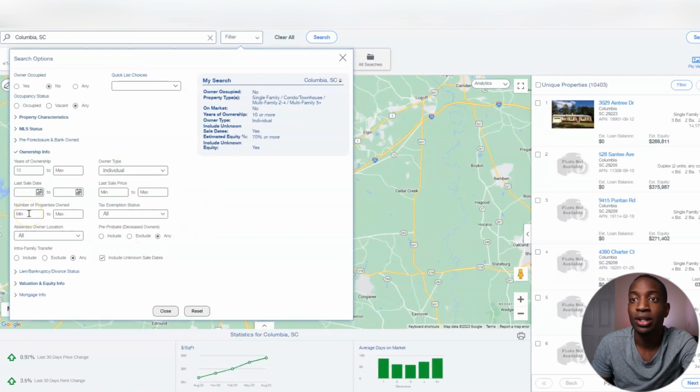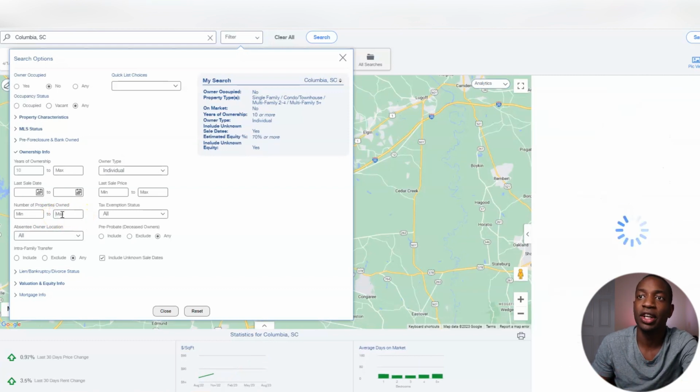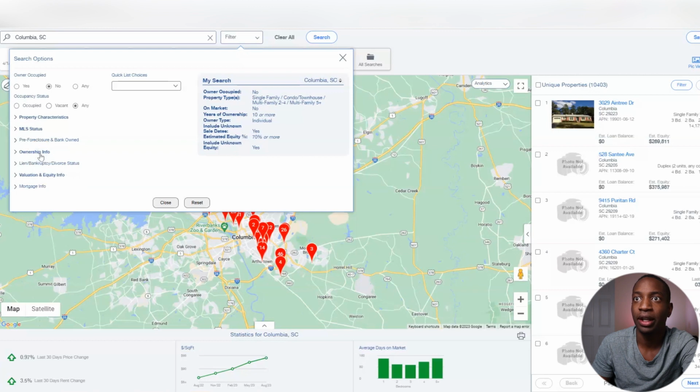Let's say you want to deal with someone who doesn't own a ton of properties, right? So the maximum they own is probably like 8 properties or something like that. So that brings it down even more. There's different ways that you can narrow that down, but that's one way to do it. And this is a general list, so you can target lists like this in your wholesaling business.